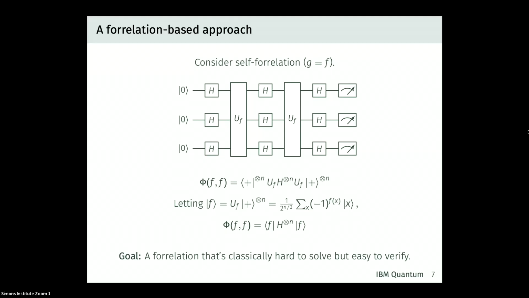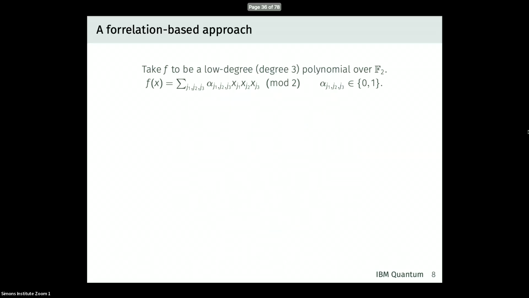And so, with these two observations, our goal now is: can we construct a version of correlation that's classically hard to solve, but is easy to verify and still retains the fact that you can compute it quantumly? And the first question, yeah.